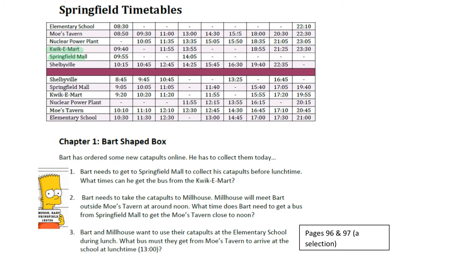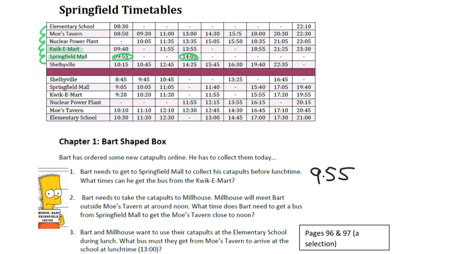And then he's going to have to use the highlighted part because the bus is going from the elementary school to Moe's Tavern, to the nuclear power plant, to the Quickie Mart, to the mall, and then into Shelbyville. So to get there before lunchtime, the only times that he can arrive at Springfield Mall would be 9:55 or 2:05. So therefore he has to get the 9:40 bus to arrive at 9:55.